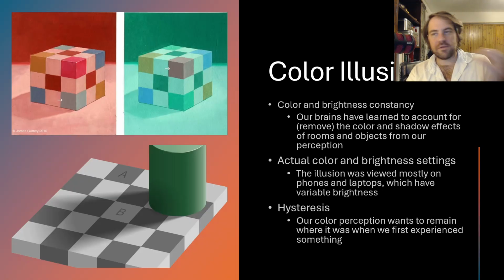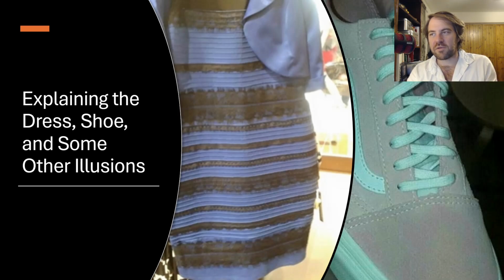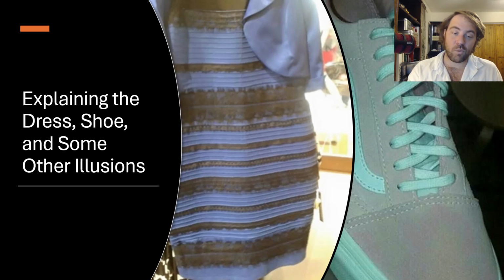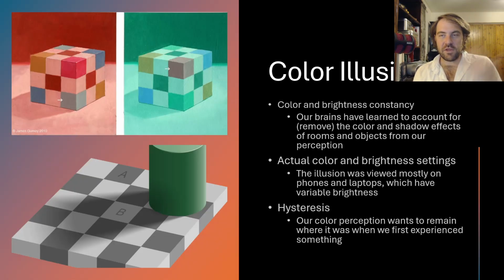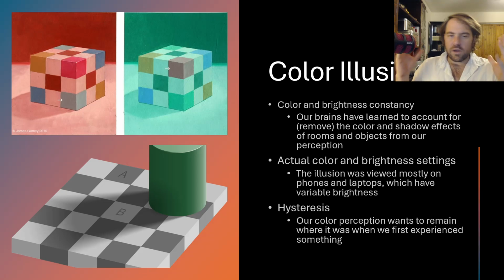So these are both color illusions, right? So what's the color? The argument is that the dress is either white and gold or blue and black, and that the shoe is either pink and white or gray and green. So it's a color dispute essentially that's going on here. Well, what's going on? There's a few things going on.